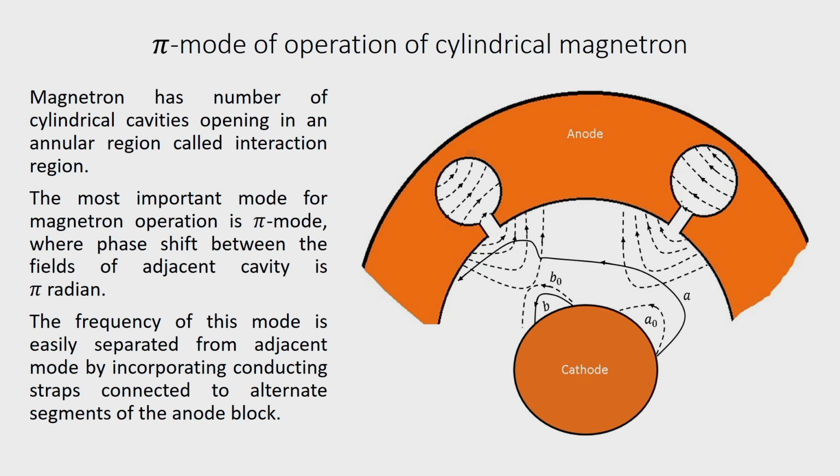So, qualitatively this is how in a magnetron the oscillation can grow, and finally a steady state is reached and power can be extracted from the magnetron using appropriate arrangement as discussed earlier. So, with this we come to the end of our discussion on magnetron. Next we will discuss travelling wave tube.